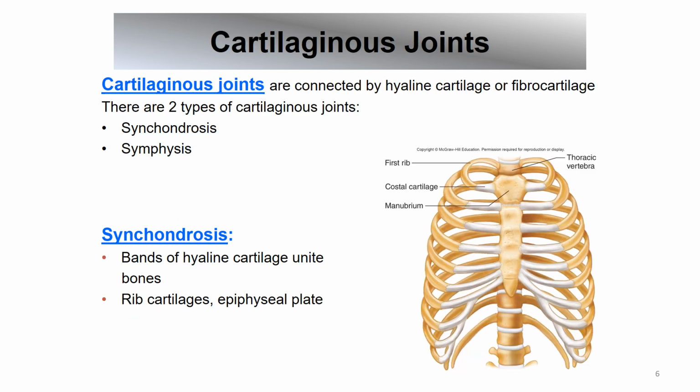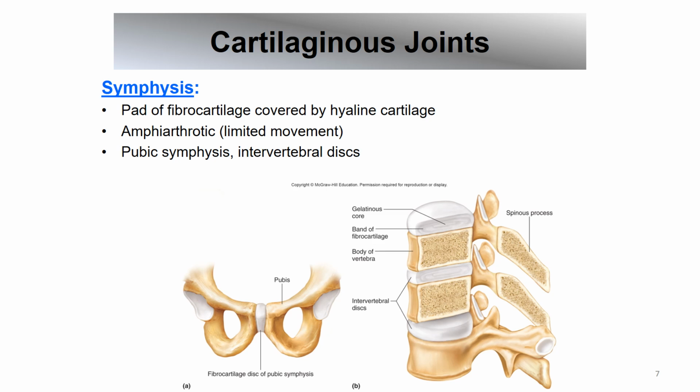There are two cartilaginous joint types, synchondrosis and symphysis. Synchondrosis is made up of hyaline cartilage. So the examples are rib cartilages and the epiphyseal plate. Next, symphysis. This is made up of fibrocartilage covered by hyaline cartilage. These are slightly movable. The examples are pubic symphysis and the intervertebral discs.